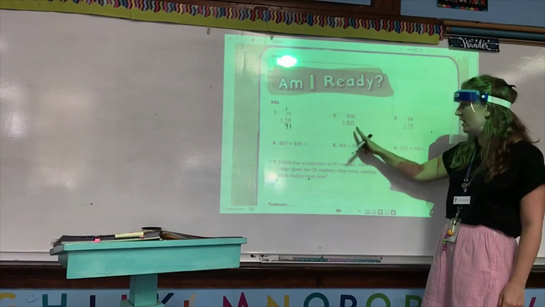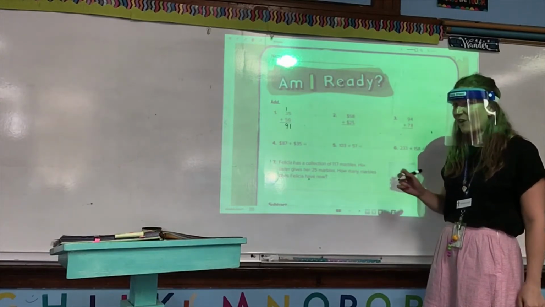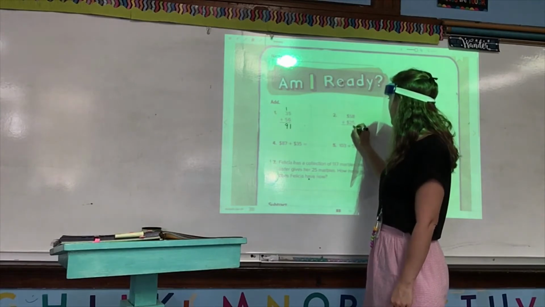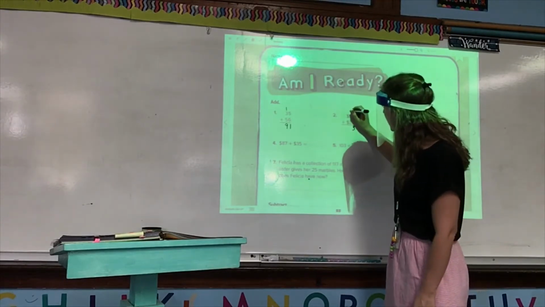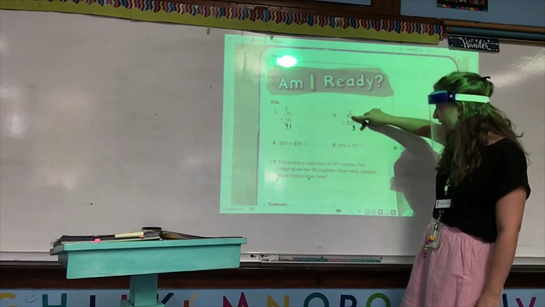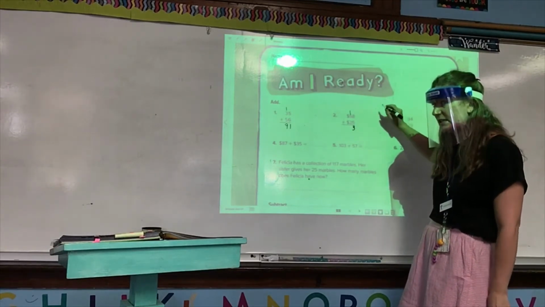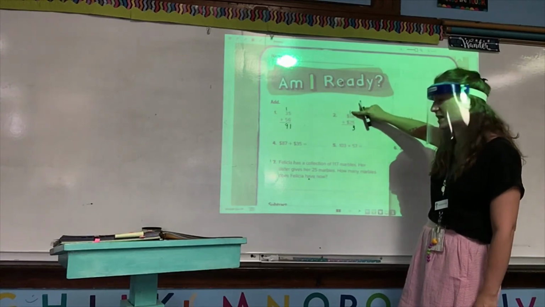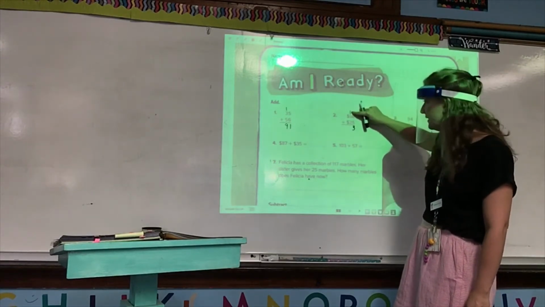Okay, number 2, Kingston, we have $58 plus $25. So we start with the ones place. What's 8 plus 5? 13. We can't write 13 in the ones place, so we have to regroup the 1 to the tens place. Now in the tens place, we have 5 plus 2, which is 7, but we have to also add our regroup number, so 7 plus 1 is 8.